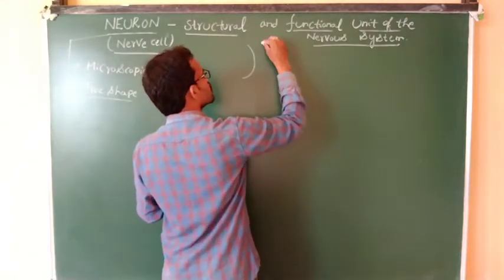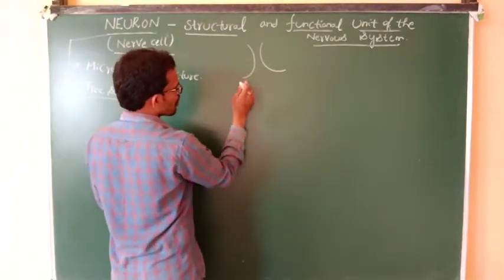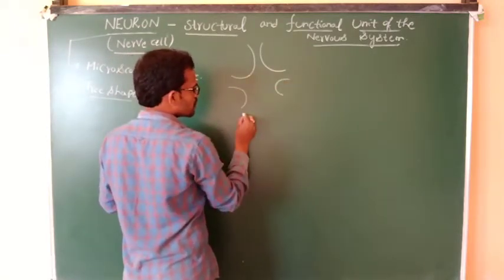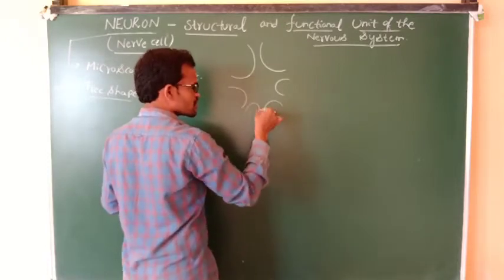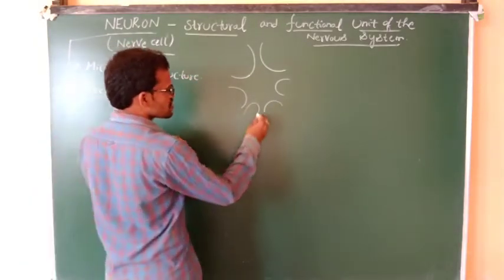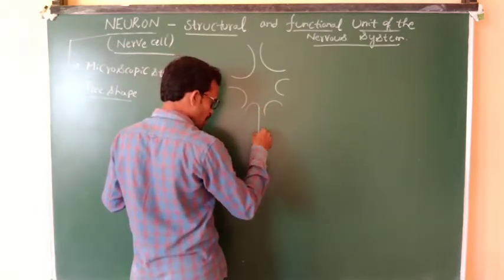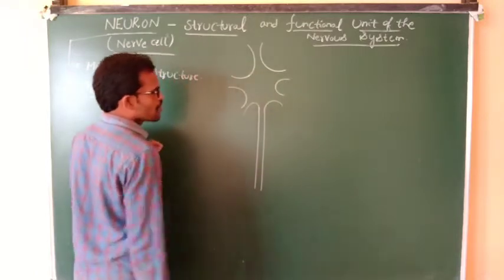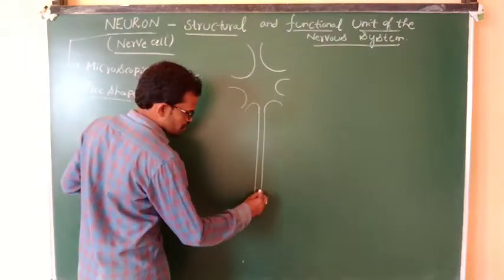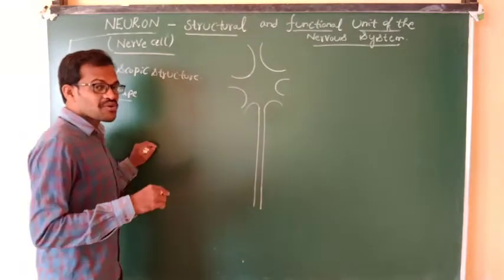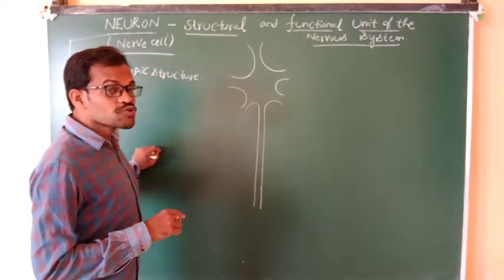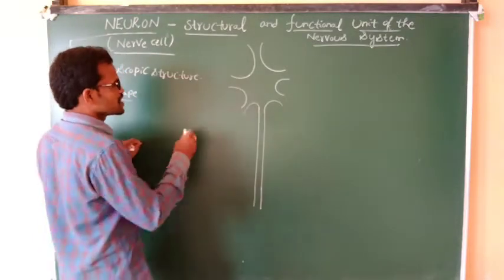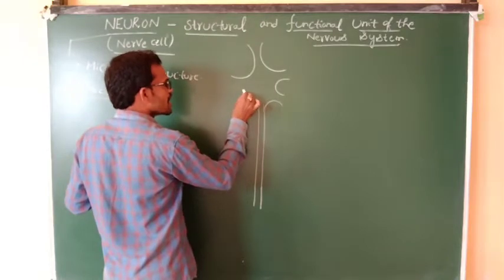If you observe the neuron structure, the neuron or nerve cell always looks like a tree shape.